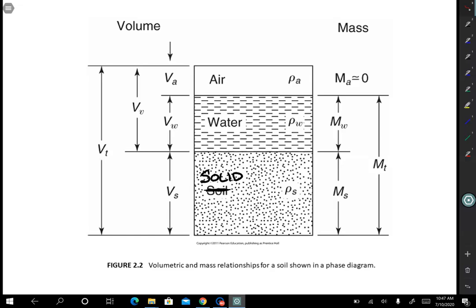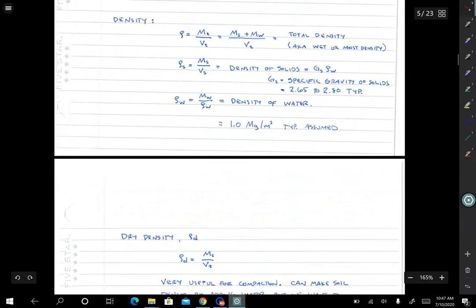Eventually, once you get familiar enough with phase diagrams, there are some shortcuts that you might memorize, and you can just jump straight to the end. You know, if you know the water content and the specific gravity of solids, for example, maybe you can just directly calculate the saturated unit weight.